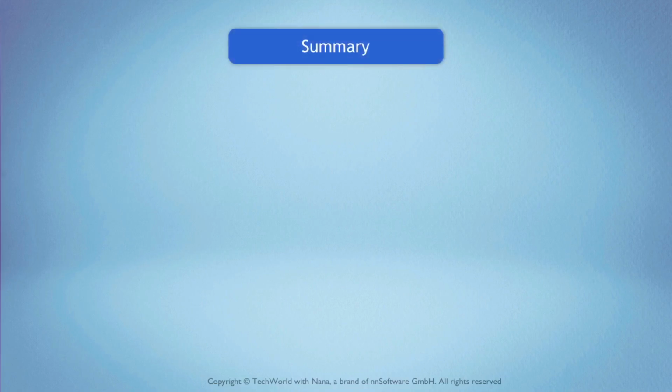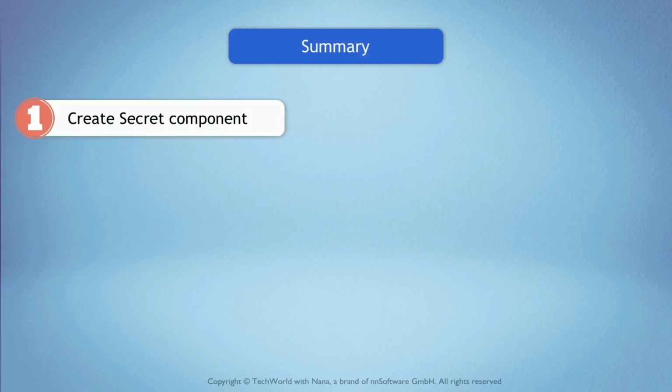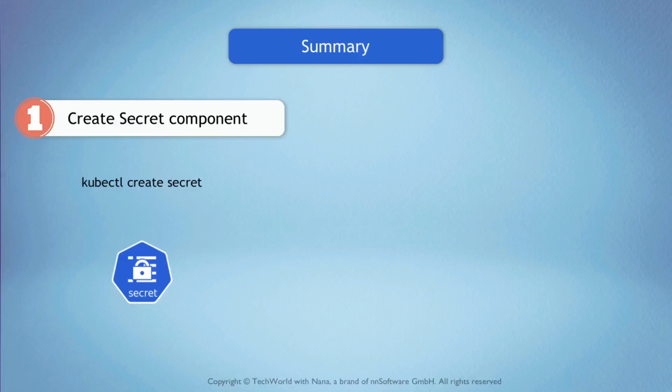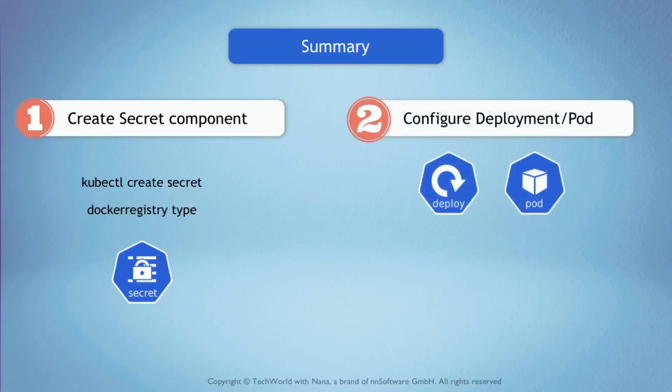So to quickly wrap up, in order to configure that, you have to create a secret. There are 2 ways of creating a secret. Either you can do Docker login manually and use the generated config.json file to create the secret out of it, or you can do it in 1 step using kubectl create secret of docker-registry type, where you provide all the credentials in that command. And the second step, you will use that secret in the deployment or any other component that needs to pull the image from the Docker registry.